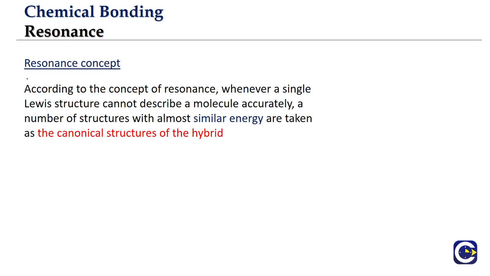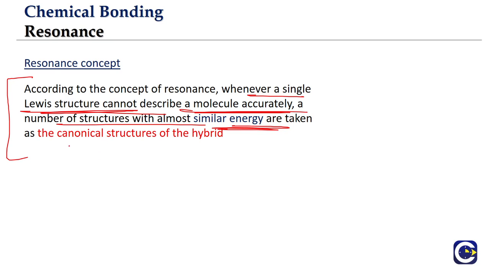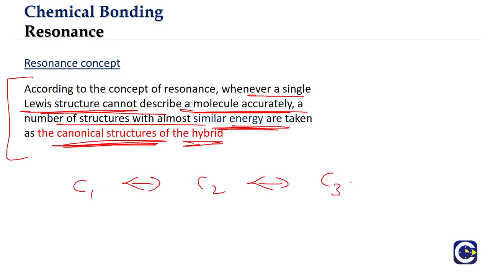Now the idea of resonance is basically like this. Whenever a single Lewis structure cannot describe the molecule accurately, meaning we are not able to describe the properties of the molecule, or the measured parameters, by using a single structure, obviously we will have to look at what alternative structures are possible for this molecule. These alternative structures, which have almost similar energy, we call the canonical structures. So when we want to represent the true structure of the molecule, which we cannot represent by a single Lewis diagram, we identify all the alternative canonical structures, whatever the number is. In some cases we may have 2, in some cases 3, and we arrange them with a double-headed arrow in between. That is how we explain the concept of resonance.